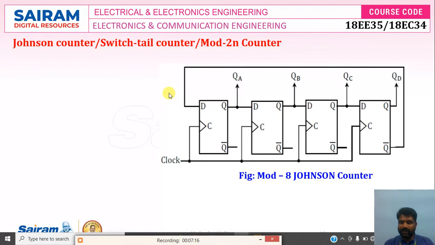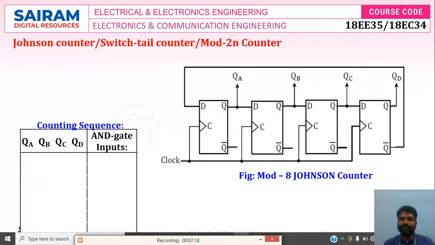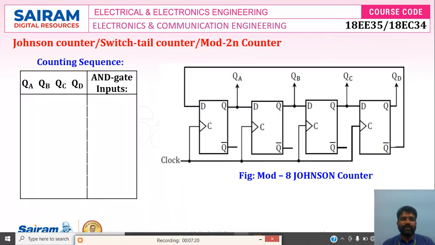Clear now? So let's see the operation. QA, QB, QC, QD. And here I have added one more column, AND gate inputs. That means how do we identify the states?